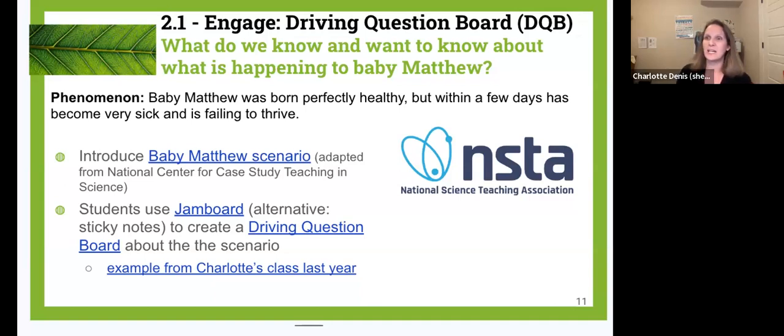The baby Matthew scenario, we actually adapted from the National Center for Case Study Teaching in Science, which used to be housed at the University at Buffalo in New York. Then NSTA bought, or I don't know if they bought or were given, the rights to all of those case studies. So that's why I put the link to NSTA there.